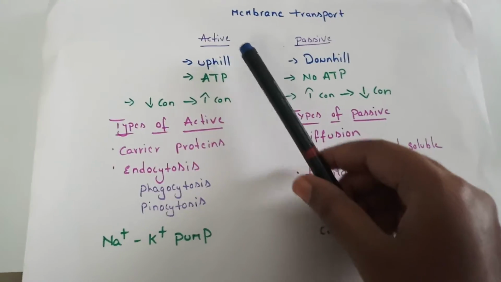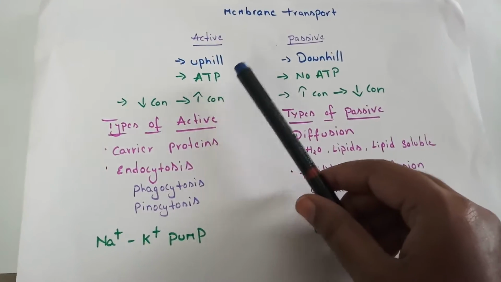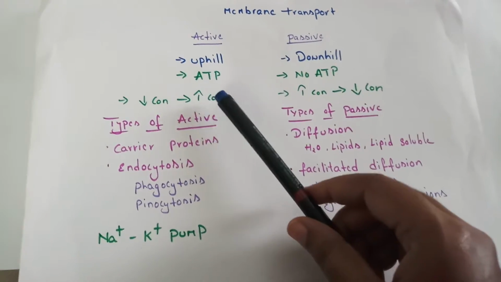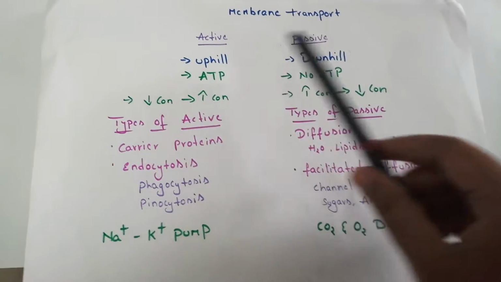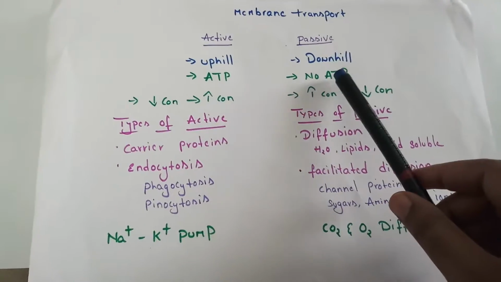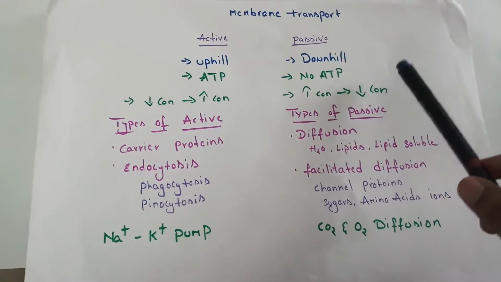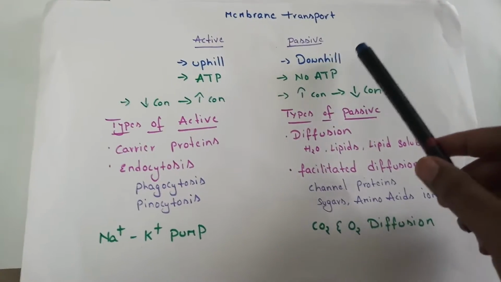So active, A for A, needs ATP, or energy currency, to take the contents from lower concentration to higher concentration, which we also refer to as uphill transport. Passive transport doesn't need any ATP. So from higher concentration to lower concentration, the contents will move on. So we also call it downhill transport.